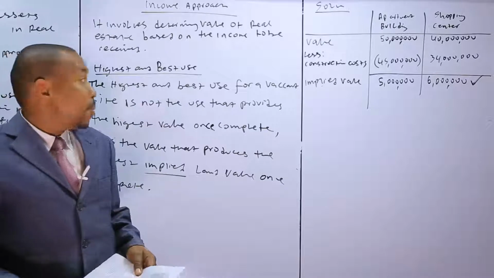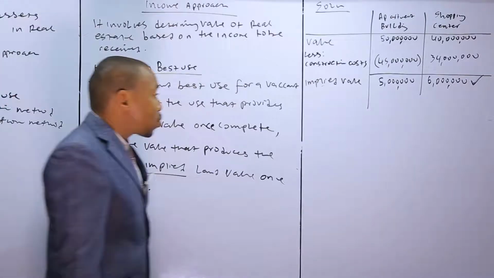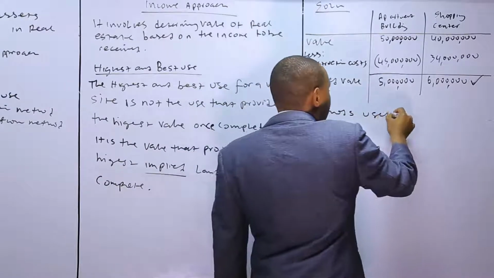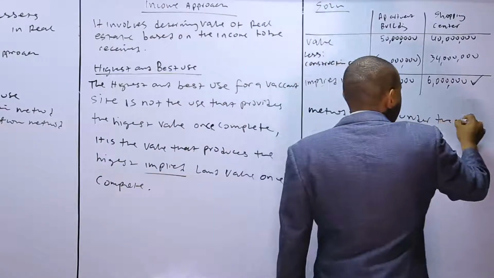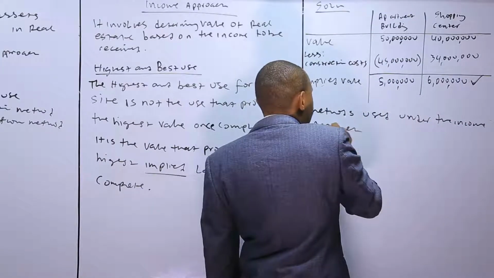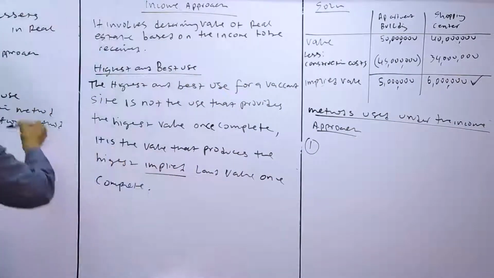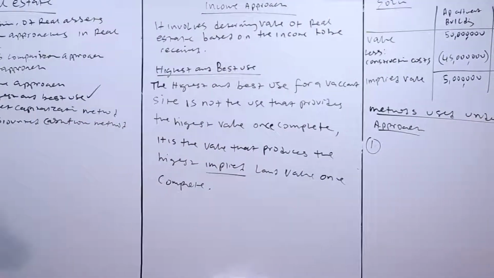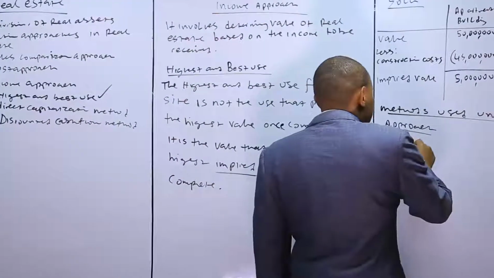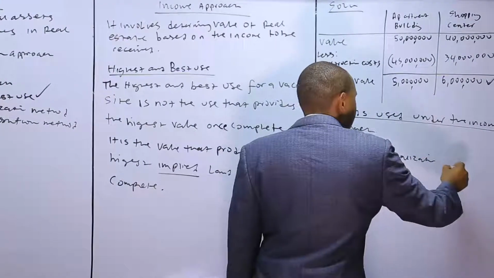Now, we skip and move into greater detail of the income approach. The income approach has two methods used under it. The first method, which we have highlighted over here, is the direct capitalization method. And the second method is the discounted cash flow method. So, direct capitalization method.